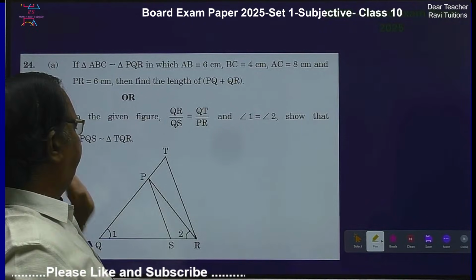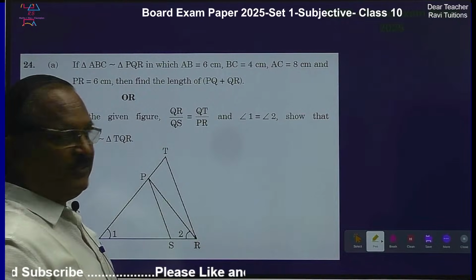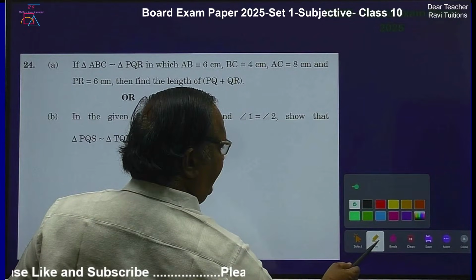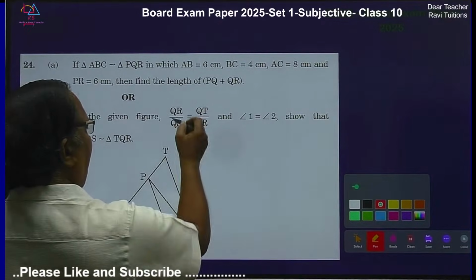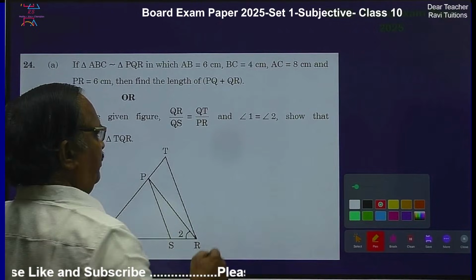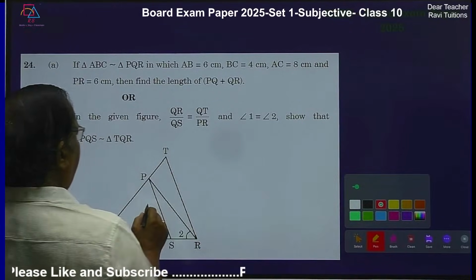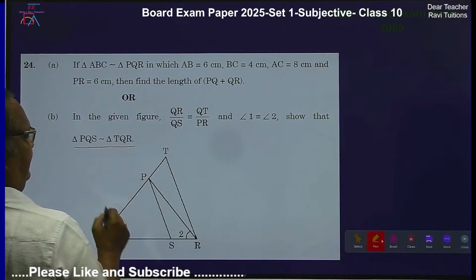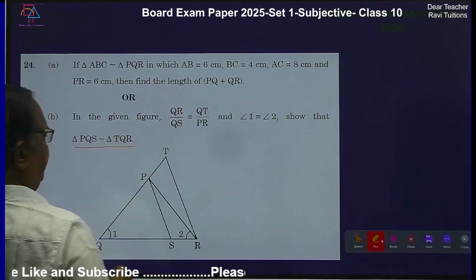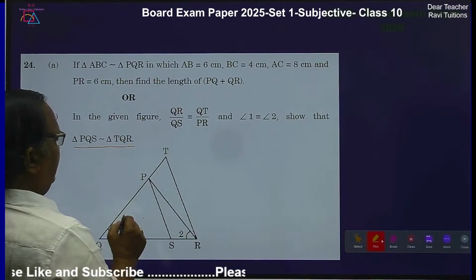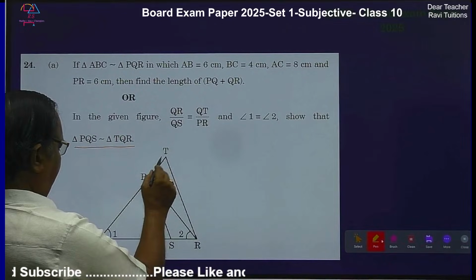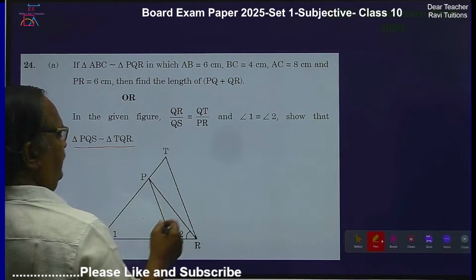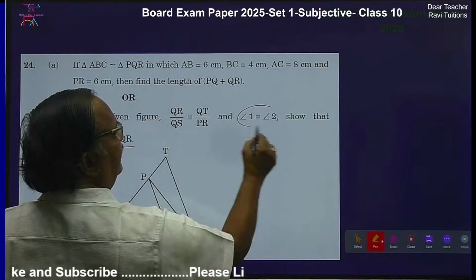24b. 24b looks very, very big. It is occupying more space also, but it is very simple. He asked us to prove this. You identify PQS is here, the down. TQR, big one. TQR is the big triangle. So let us start from this one.